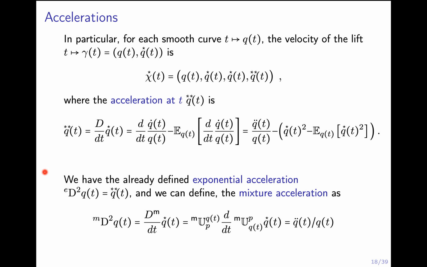So we have a formula, and we can express q star star, which is the acceleration along the curve, with respect to q dot dot, q and q star. In this case, again, we have defined exponential acceleration because we use a transport which is the exponential transport. If we choose the mixture transport for this representation, we can define the mixture acceleration in the dual tangent bundle.